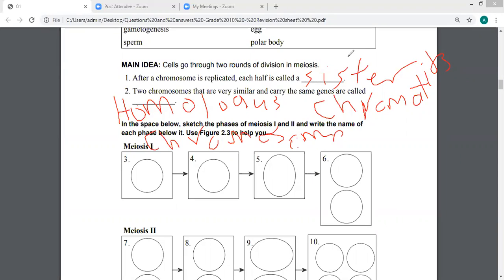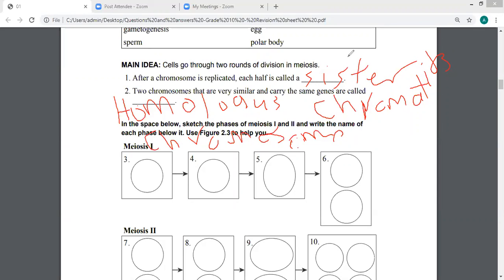Okay. Next one. In the space below, sketch the phases of meiosis 1 and meiosis 2 and write the name of each phase below it. Use figure 2.3 to help you. Figure 2.3, you can find it in your book, chapter 6, section 6.2.